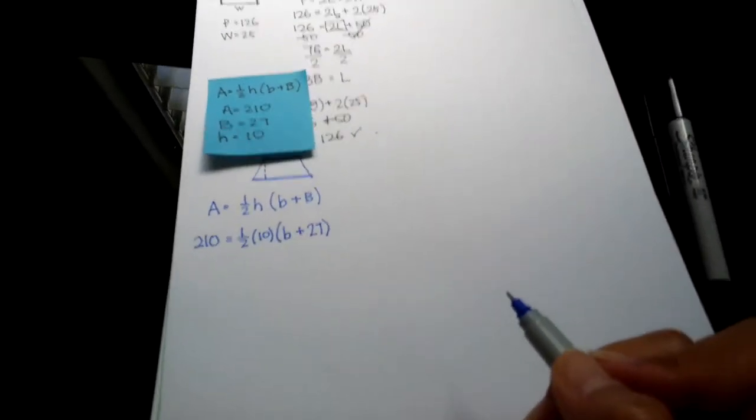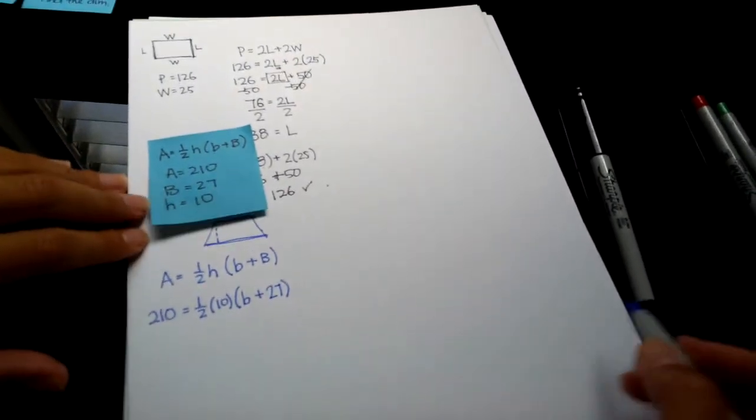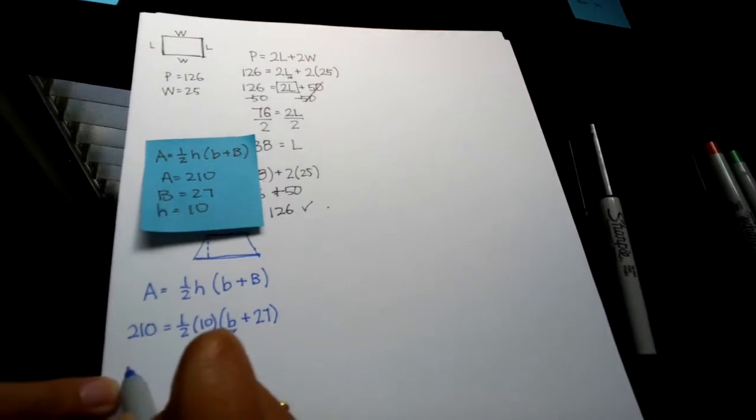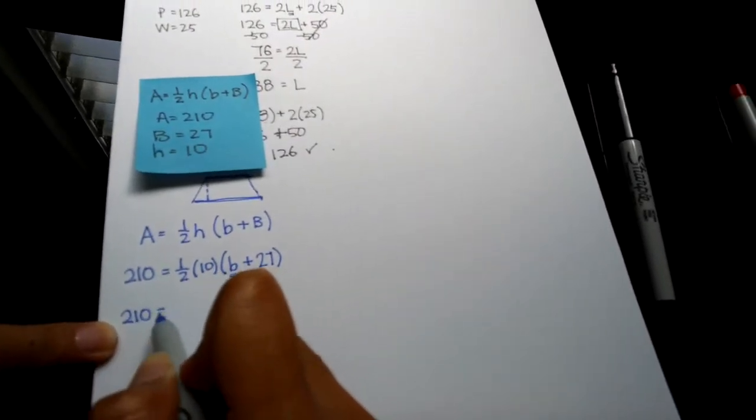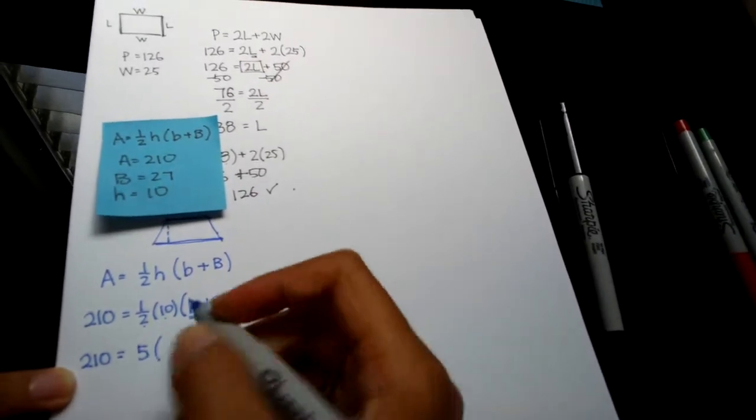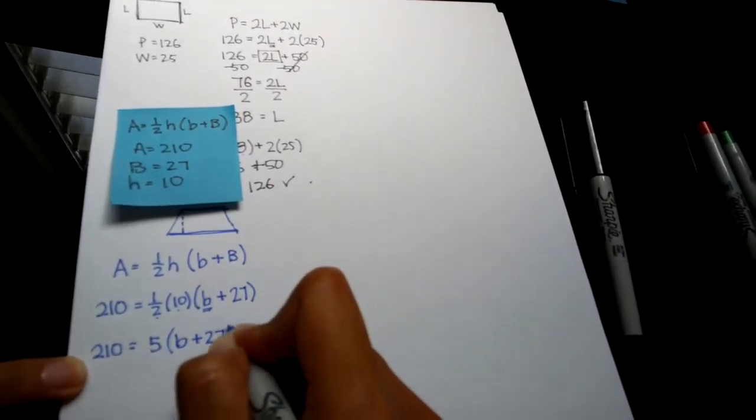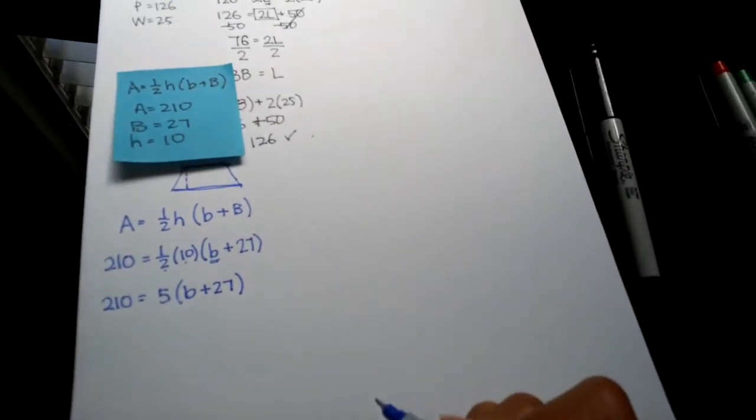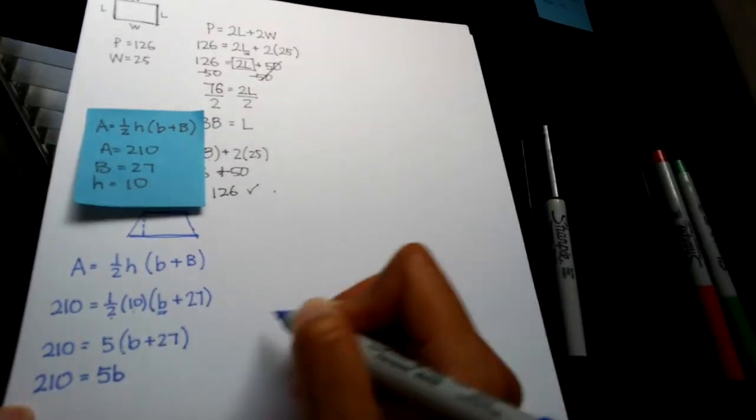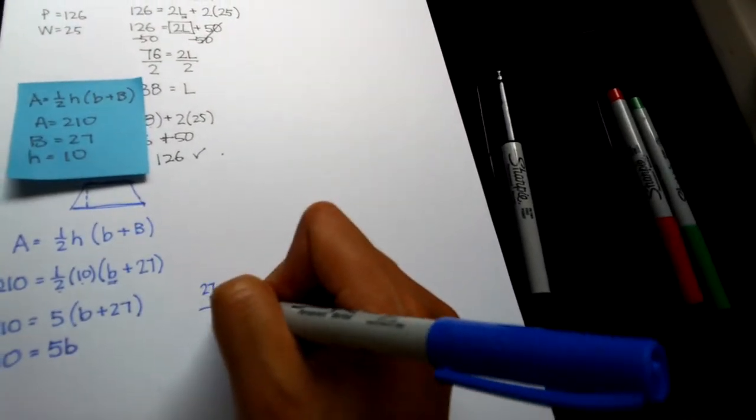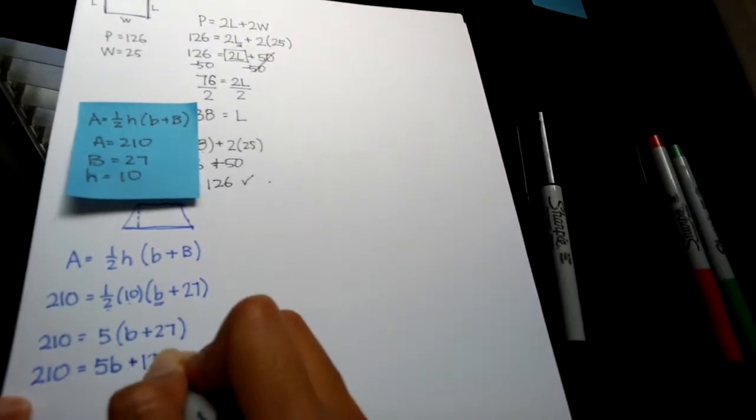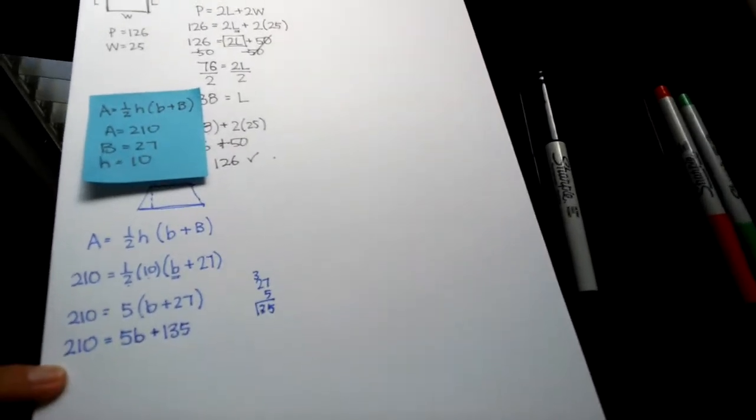Okay, so after you plug everything in, you have to solve for what's left. So the little base is what we're looking for. So let's just go through. We can do 1/2 of 10. So 5 times b plus 27 to get us started. And then using distributive property, I have 210 equals 5b, and then on the side I'll do 27 times 5. So 35 plus 135 is 27 times 5.